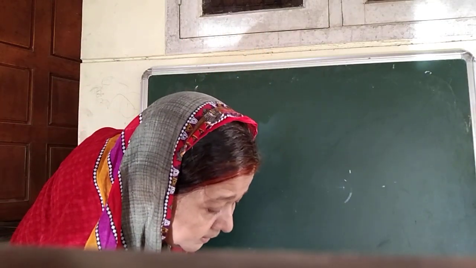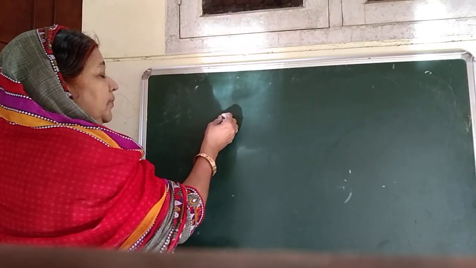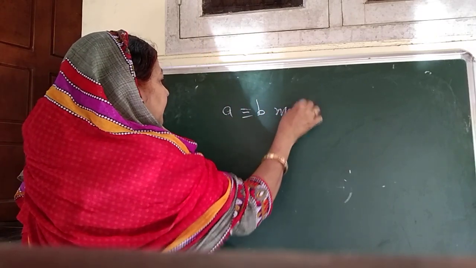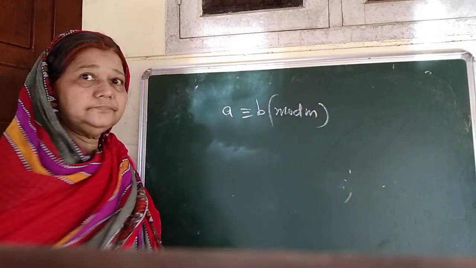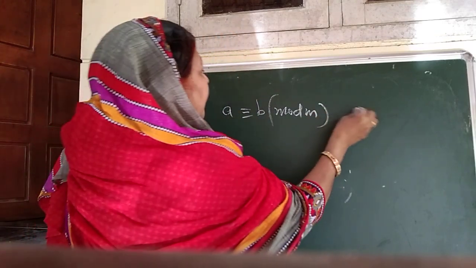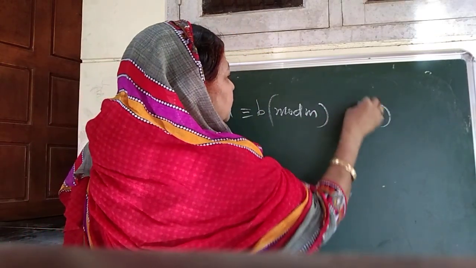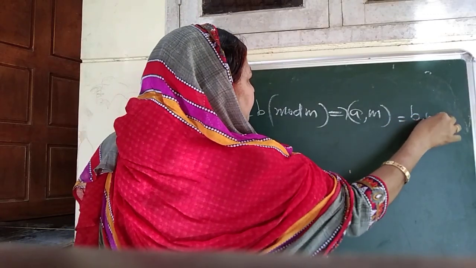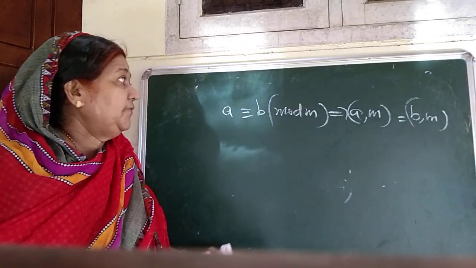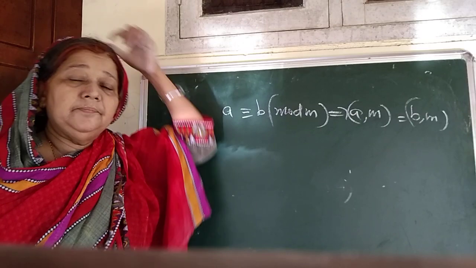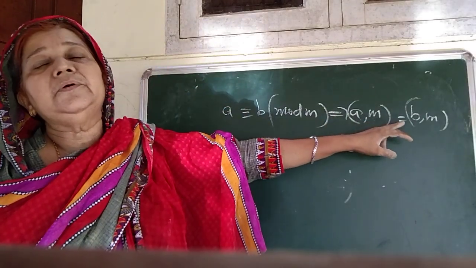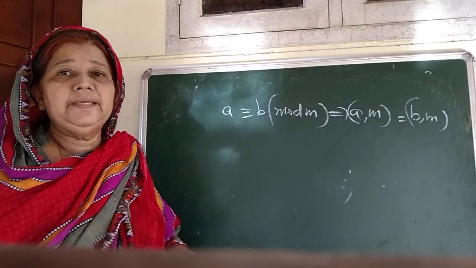Then we come on. Another property is, if a is congruent to b mod m, then gcd(a, m) equals gcd(b, m). That is, if a is congruent to b mod m, the greatest common divisor of a and m is equal to the greatest common divisor of b and m.